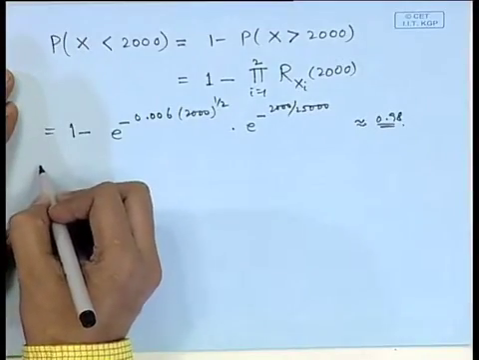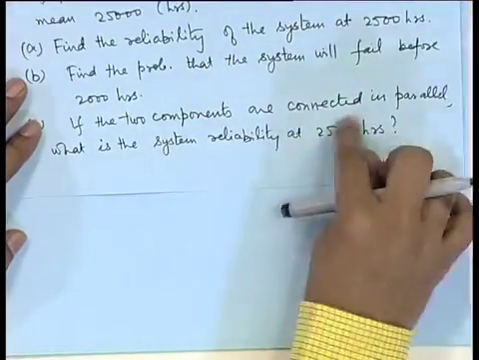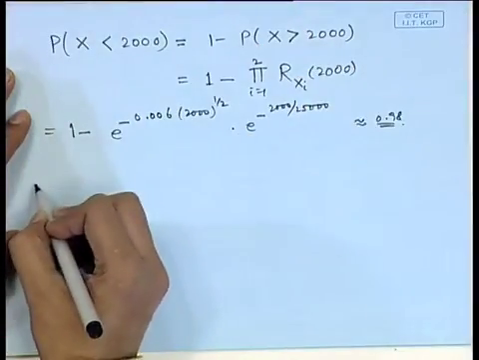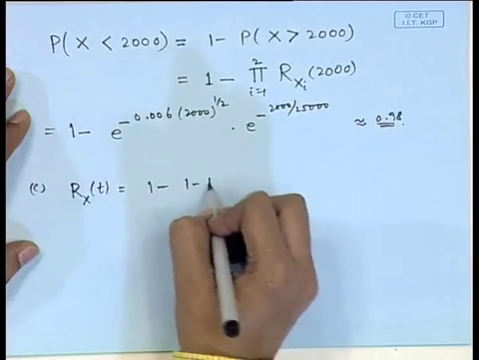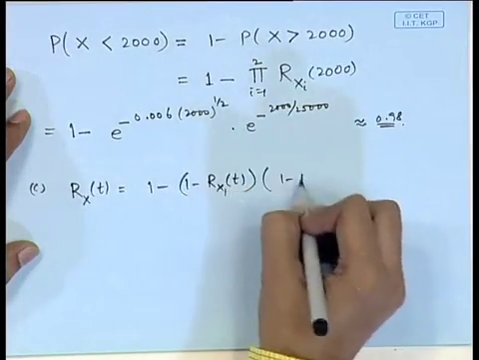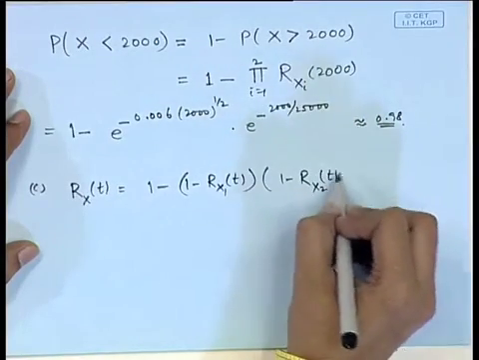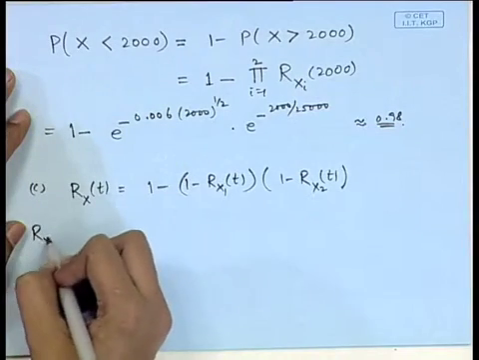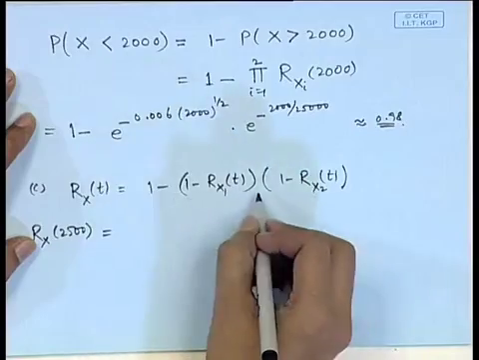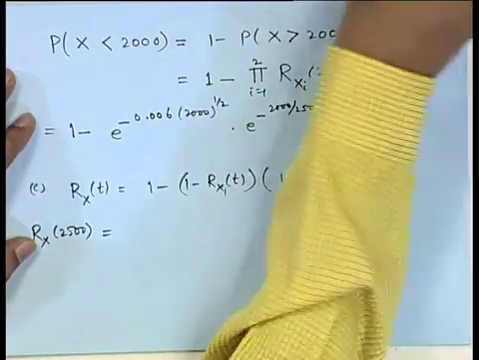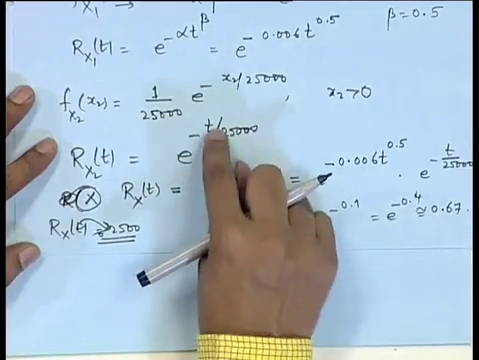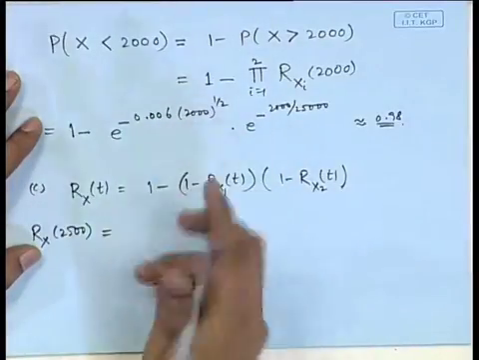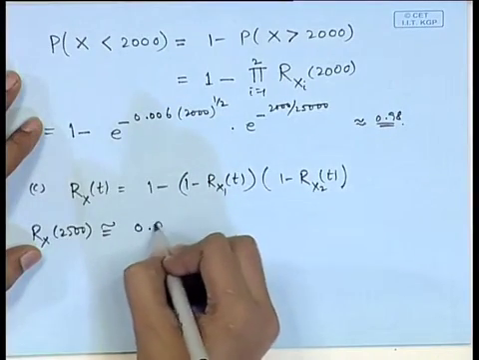In the third part, if the two components are connected in parallel, what is the reliability? Now, if the components are connected in parallel, then we have seen that the reliability of the system is given by 1 minus the reliability of x 1 into 1 minus the reliability of x 2. So, if we are calculating at 2500 hours, then after substitution of the values of r x 1 and r x 2, which we have evaluated here, and putting t is equal to 2500, it turns out to be approximately 0.98. Compare the values which we calculated in the two parts.